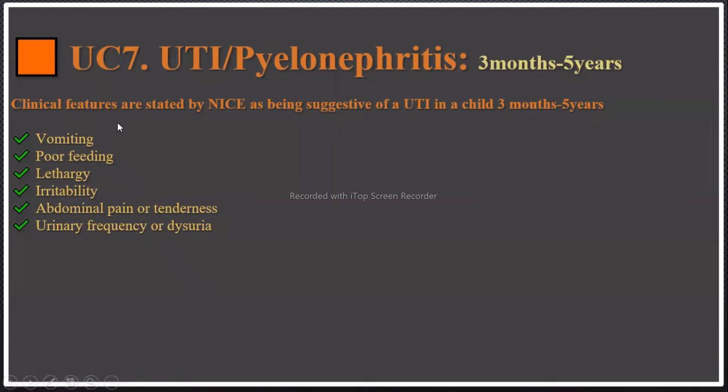Clinical features in patients 3 months to 5 years, as they are not talking: any patient with vomiting, poor feeding, lethargy, irritability, abdominal pain or tenderness, urinary frequency or dysuria, think about UTI until proven otherwise.